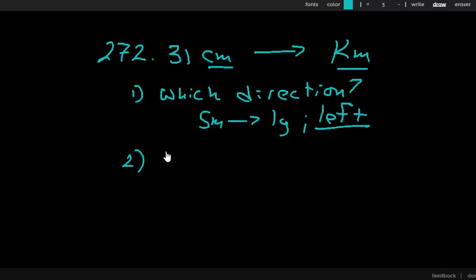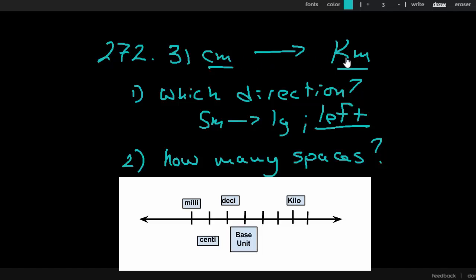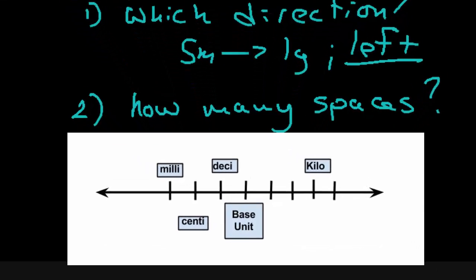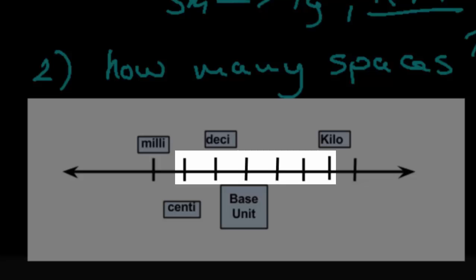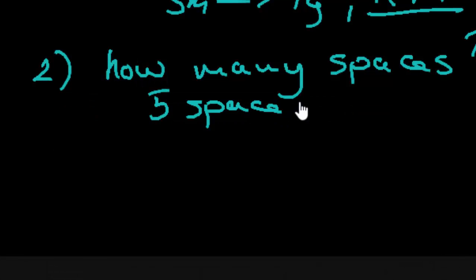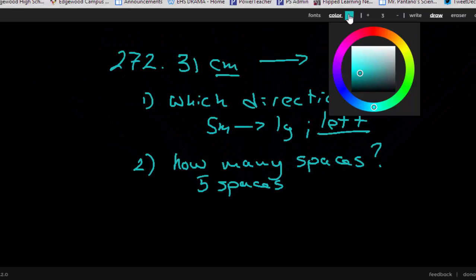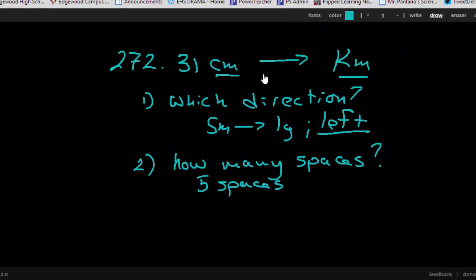Second question is how many spaces again? Okay, so now I'm not using the base unit. I'm going to have to look at my number line and count my spaces between centi and kilo. Kilo is way over here on the right, and centi's back here on the left. If we count backwards or forwards, it doesn't matter. We just need to know the total number of spaces. We've got 1, 2, 3 to get to the base unit, and then another 2 to get down to centi. So that's 5 spaces. So we're going to move the decimal point 5 spaces to the left.